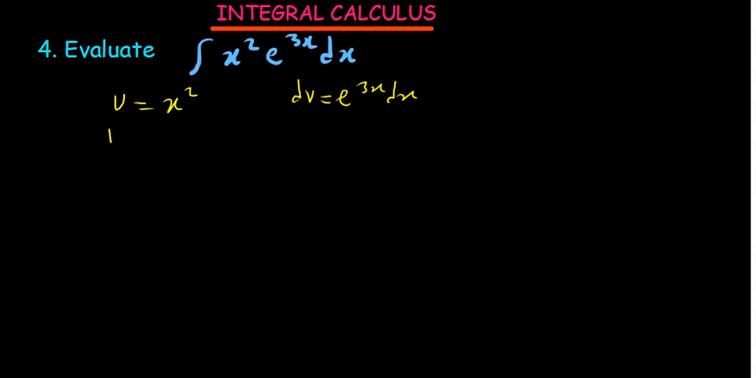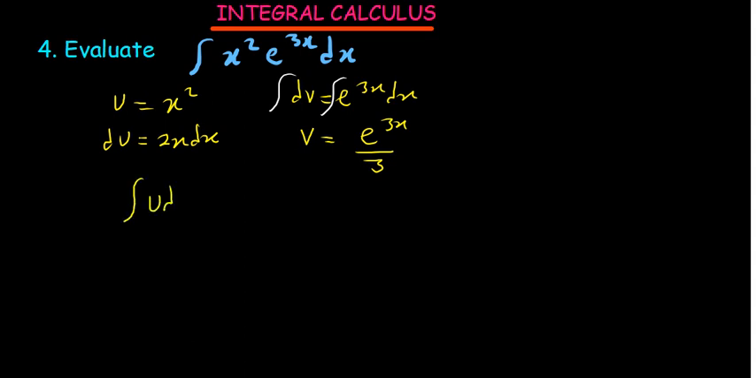Here we differentiate u, that will be 2x, and always don't forget the dx. Then v is going to be equal to what? We're going to integrate both sides. The integral of dv is v. For the integral of e to the power 3x, we differentiate the power, which gives 3. So this will be e to the power 3x, divided by the answer we get after differentiating, which is 3. Now write in the formula: the integral of u dv is equal to uv minus the integral of v du.